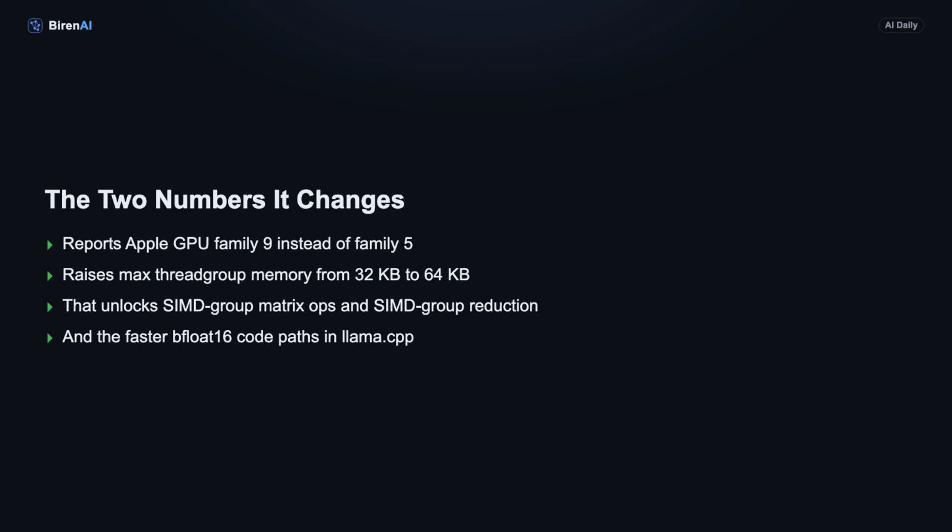It claims Apple GPU Family 9 instead of Family 5, and it raises the maximum thread group memory from 32 kilobytes to 64. Those 2 lies are enough. llama.cpp sees a modern GPU and switches on its fast paths: SIMD group matrix multiply, SIMD group reduction, and bfloat16. The hardware could always do this, the VM just never admitted it.